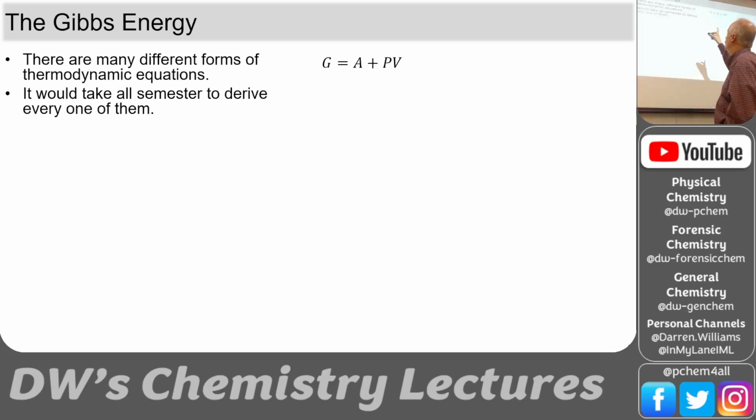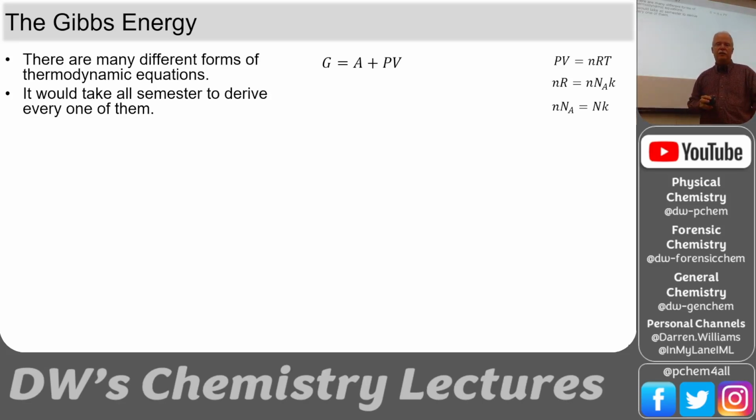So here's one version of the Gibbs equation: the Helmholtz energy plus PV. Okay, and PV equals nRT, right? Well, R is Avogadro's number times k. So we could break that part out. We could have the number of moles times Avogadro's number times k. And what is the number of moles times Avogadro's number? Avogadro's number is per mole. So the per moles cancel and you just have the number of particles. So the number of moles times Avogadro's number is just N. N is just the number of particles that you have in the system.